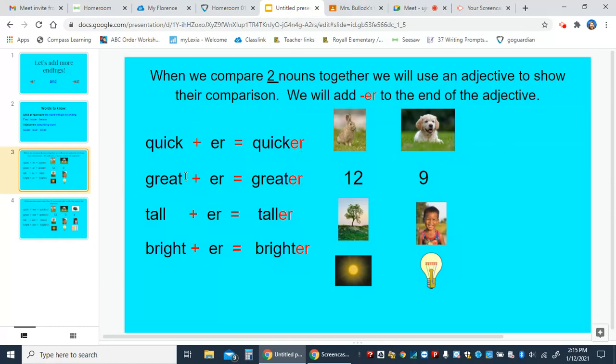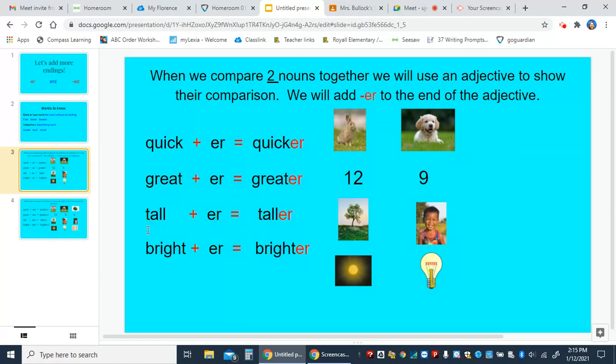My next base word is great. Well, I want to jump over here. I'm going to compare these two numbers. So I'm going to add my ending ER, and I get the word greater. Twelve is greater than nine. I added the ending ER to the end of my word great because I'm just comparing two numbers.